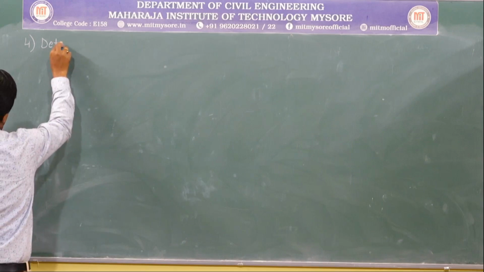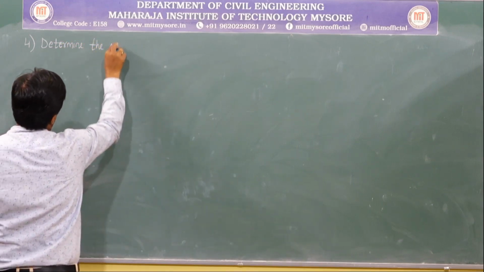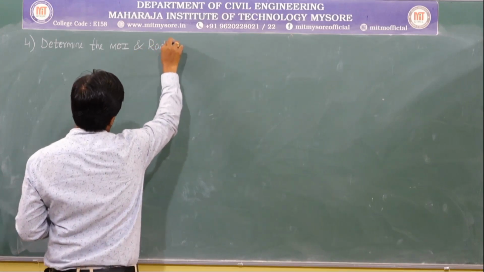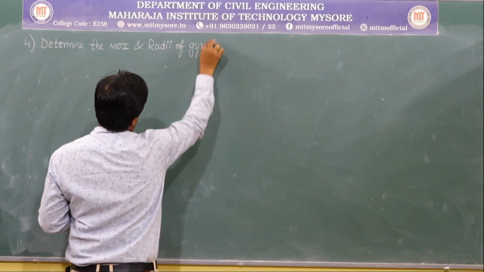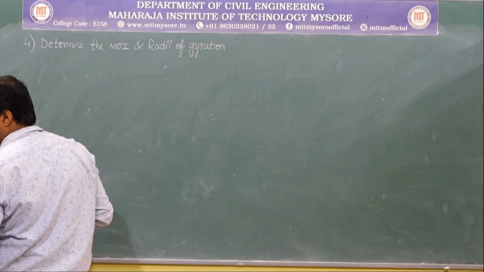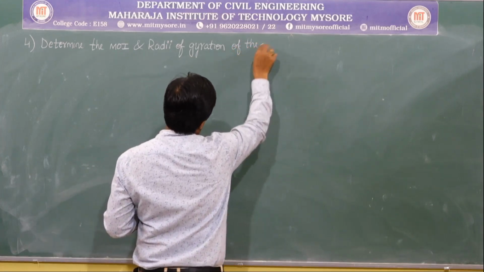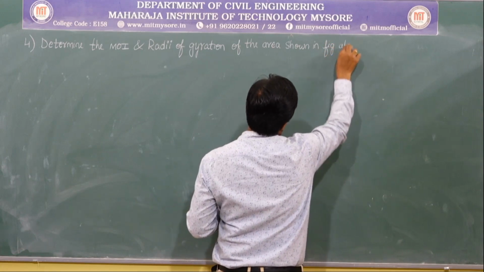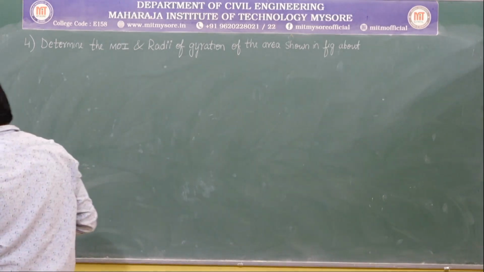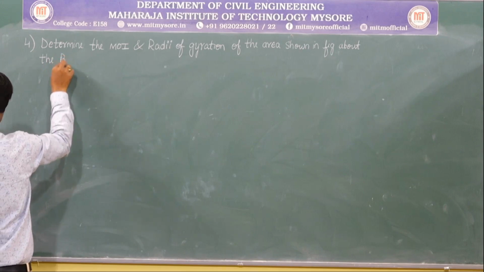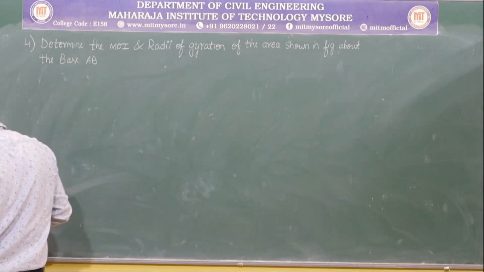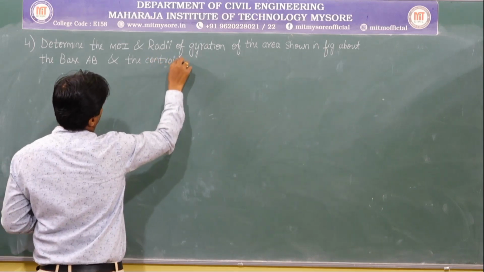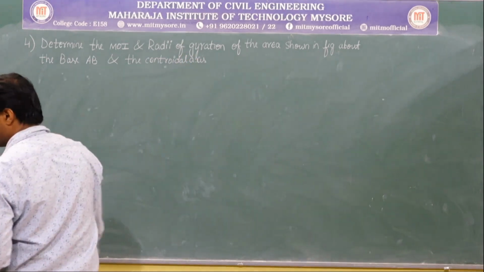Determine the moment of inertia and radii of gyration, plural word, radii of gyration, of the area shown in figure, about the base AB, and the centroidal axis parallel to AB.